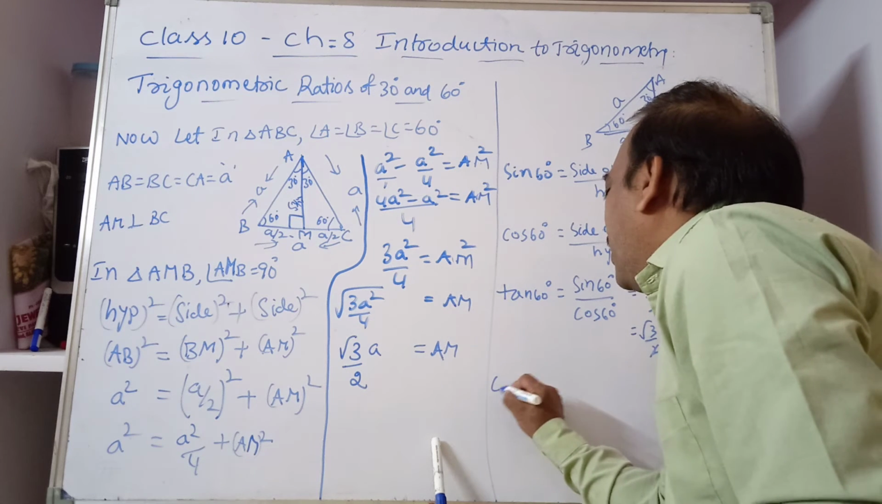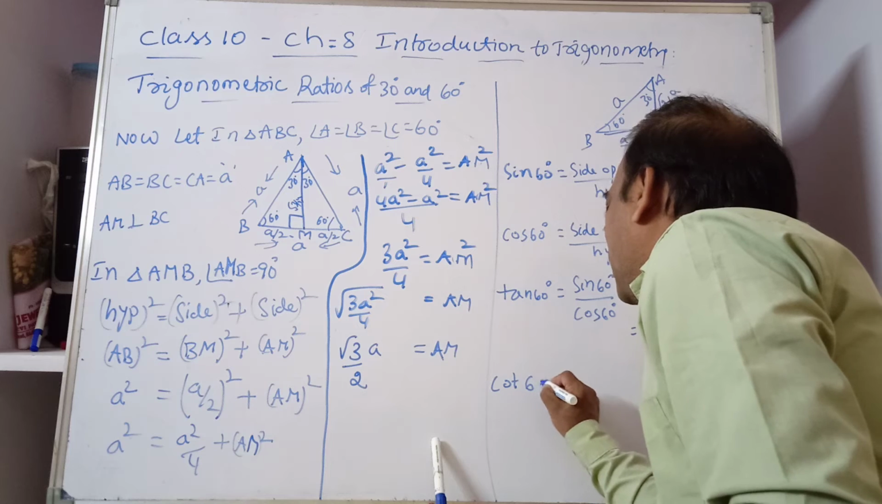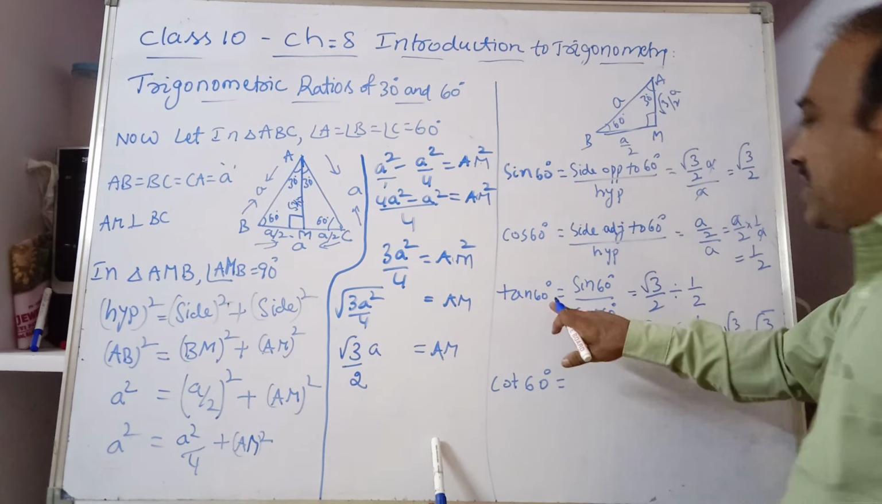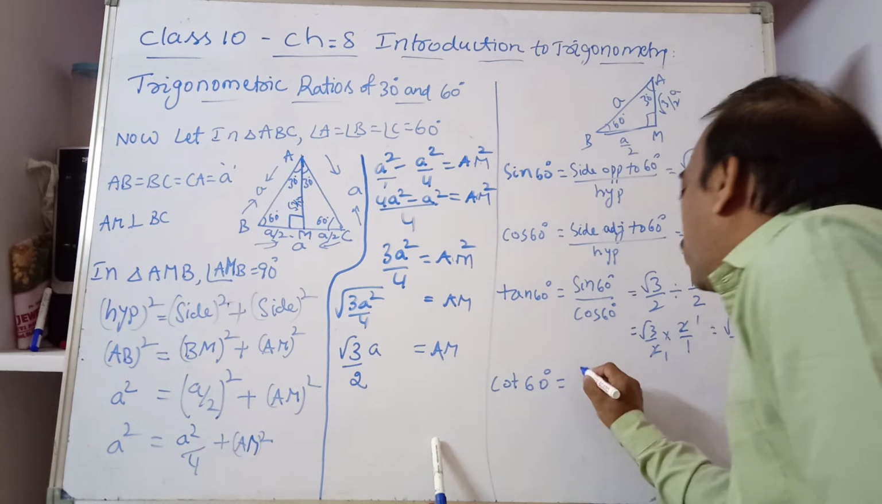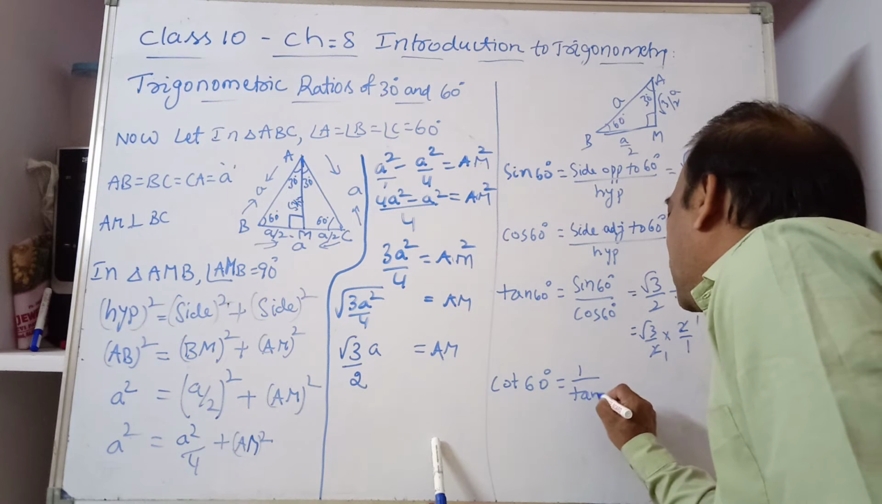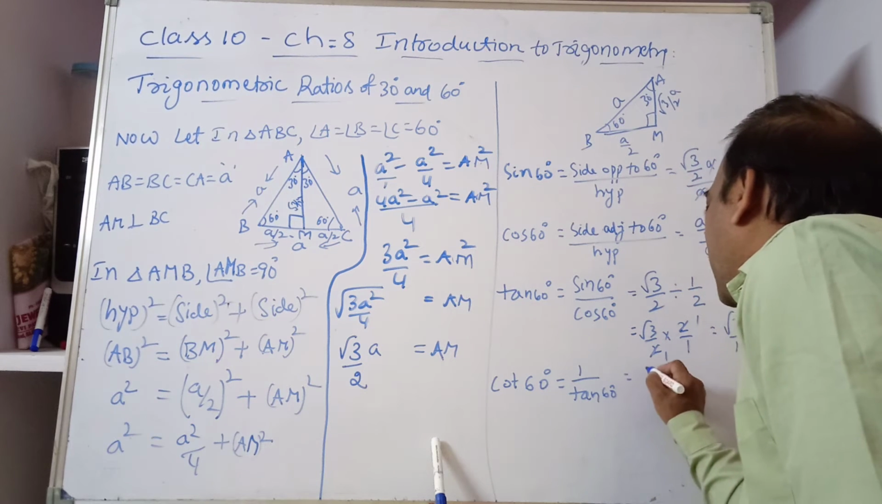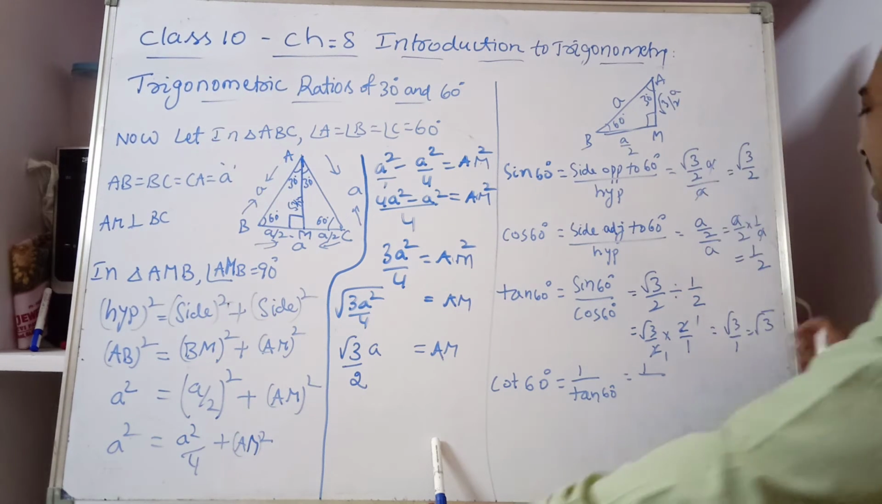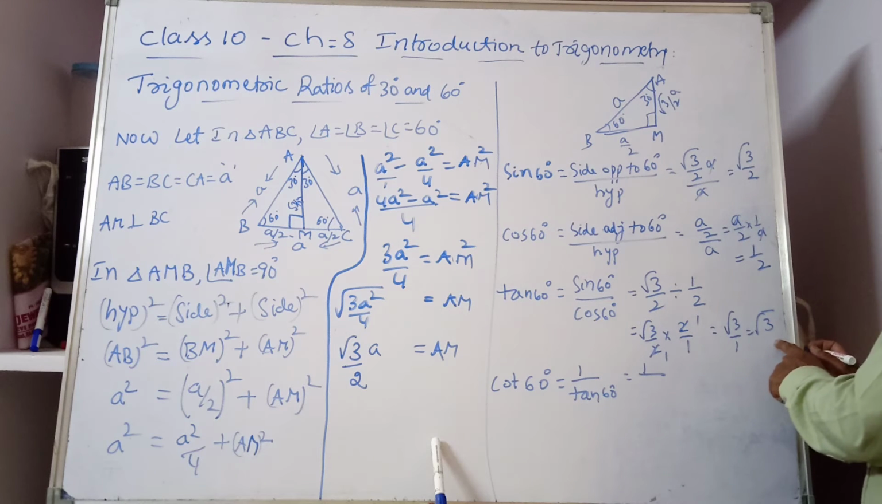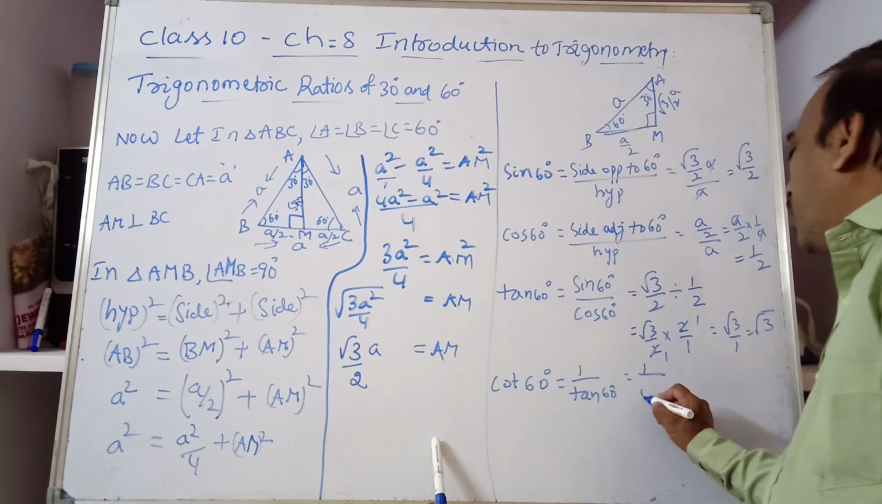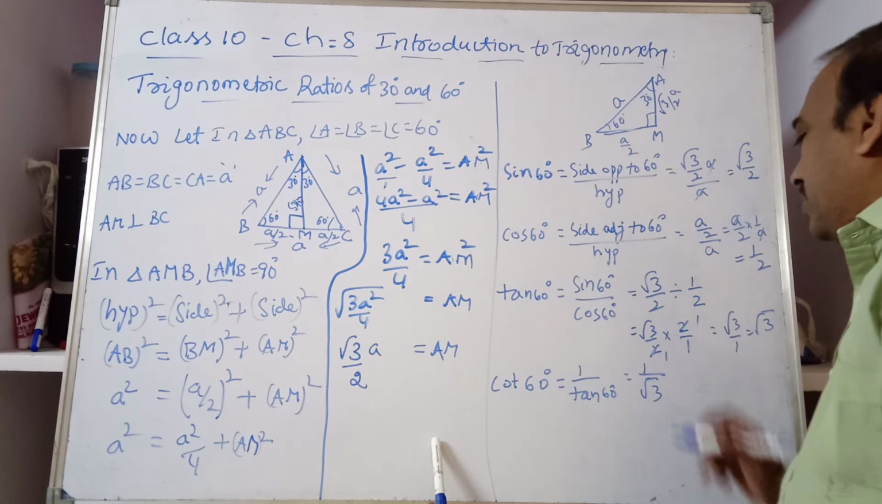Now cot 60 degrees is equal to, cot is the reciprocal of tan, that is 1 by tan 60 degrees. What is the tan 60 degrees value you got? That is root 3. So 1 by root 3.